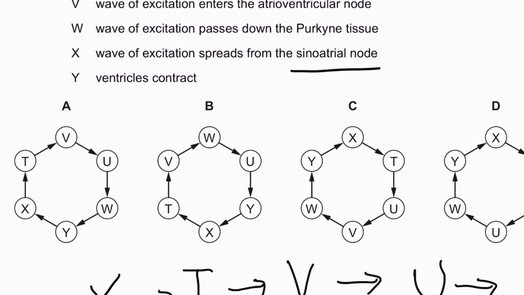Now, the reason that the atrioventricular node delays the impulse is because we don't want the atria and ventricles to contract at the same time, and then a wave of excitation passes down pericardial tissue.